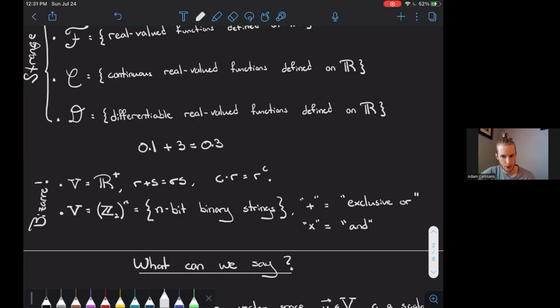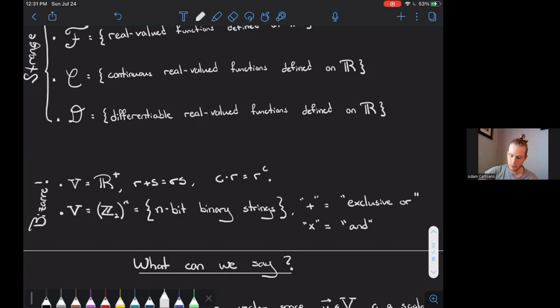I did not say that incorrectly. This is the definition of this vector space: 0.1 plus 3 is equal to 0.3. That's the definition that we're taking. And now, what are the scalars? Scalars are all real numbers.